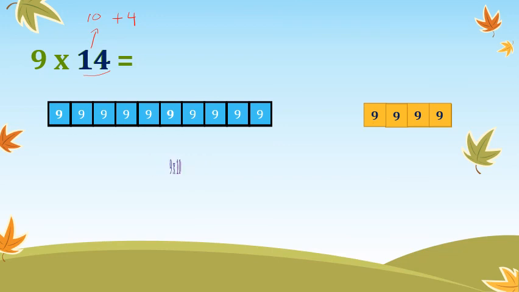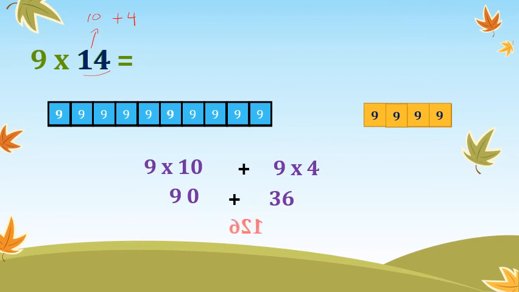So this is 9 times 10 and 9 times 4. 9 times 10 is equal to 90. 9 times 4 is equal to 36. Let's find the sum. The units, 0 plus 6 is 6. 3 plus 9 is 12. How did I get the 12? I took 1 from the 3 and I put it to the 9. It became 10. So 10 and 2 is 12.